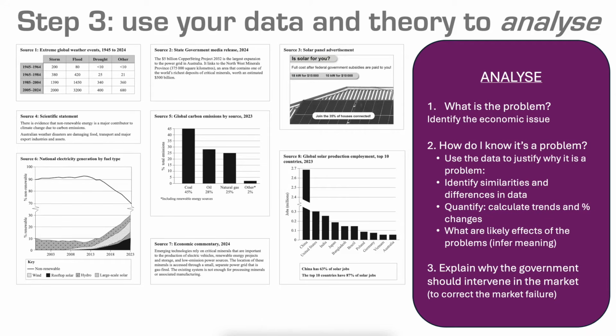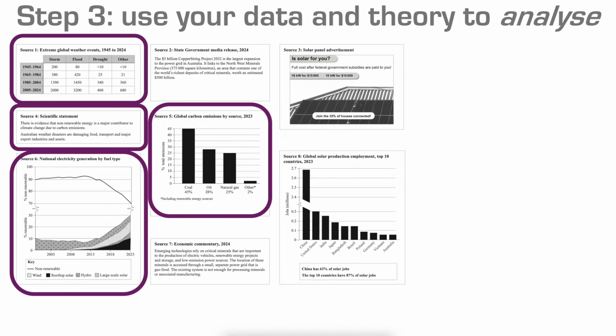And finally, you may want to write a section explaining why the government should intervene in the market, where there may be a market failure present, for example. So the data sets that link through to this first stage of analysis are source 1, the change in extreme global weather events. Source 4, the second sentence, kind of links to that as well.